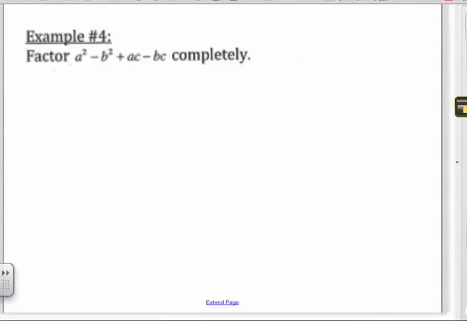Okay, guys, example number 4. Here we go. Factor a squared minus b squared plus ac minus bc completely.